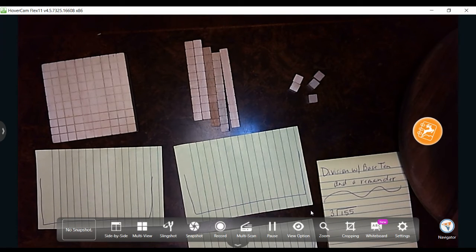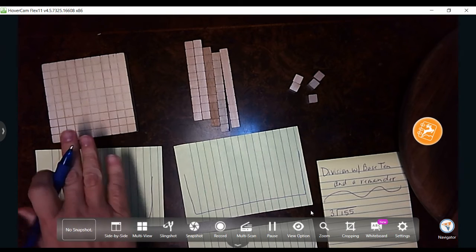Today we are going to be working on division with base 10 blocks and a remainder. Okay, so when we are dividing, we want to make the connection to multiplication. When we multiply, our number is getting larger because we're multiplying groups together. When we're dividing, we're taking our problem and we're dividing it into equal groups.